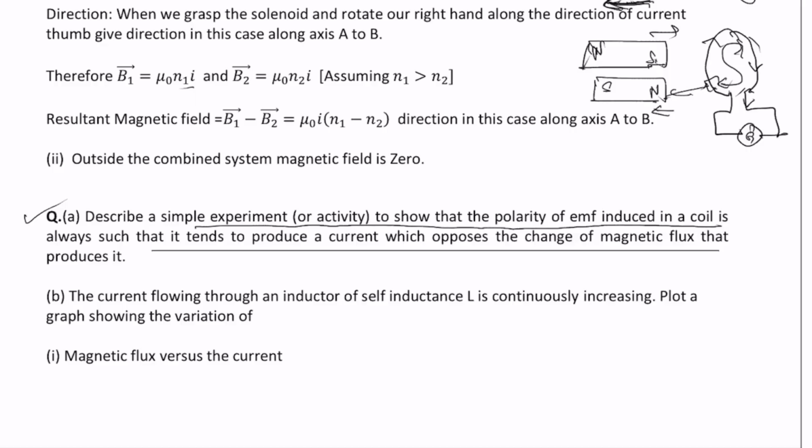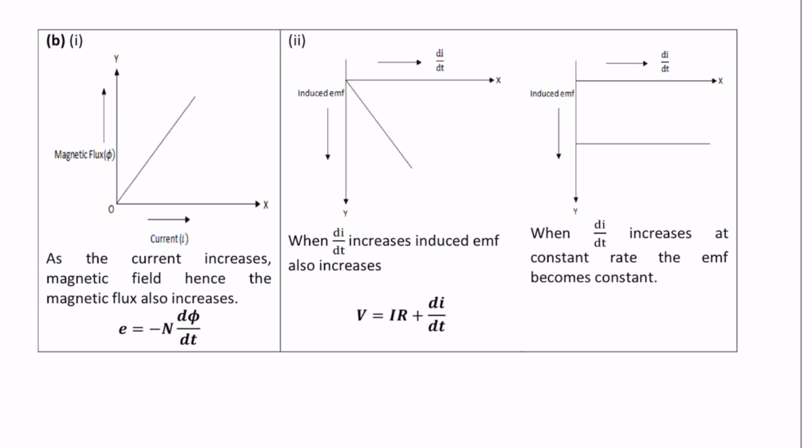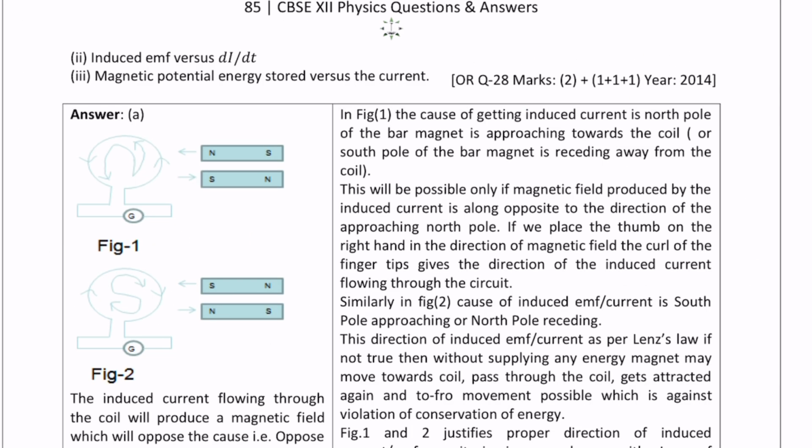The current flowing through an inductor of self-inductance L is continuously increasing. Plot the graph showing variation of magnetic flux versus current, induced EMF versus di by dt, the rate of change of current, and magnetic potential energy stored versus the current. Now in an inductance, if you increase the current, what will happen? This is a very good question. All the concepts will be clear from this.